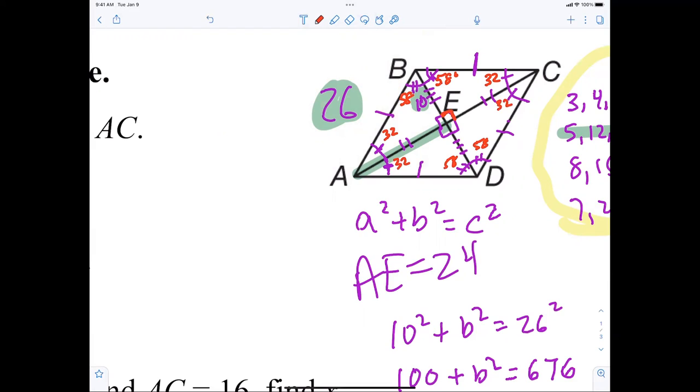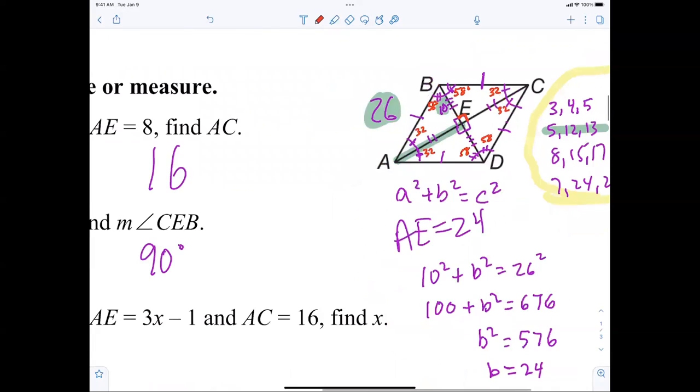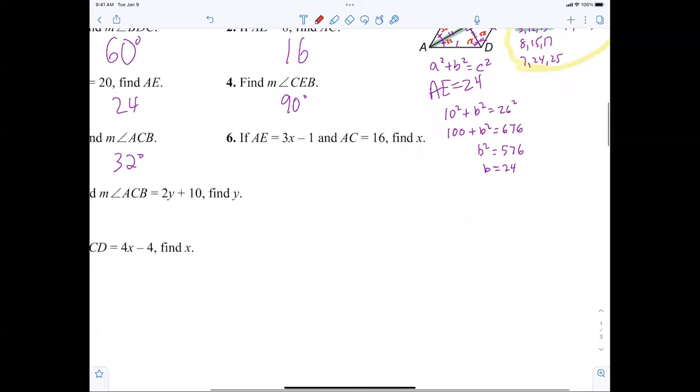And how did we get the 32? Well, we know the triangle angles add up to what? 180. If one angle is 90, that means the other two angles have to add up to what? 90. So 90 minus 58 is 32. Anybody have any issues with that? All right, let's go next.